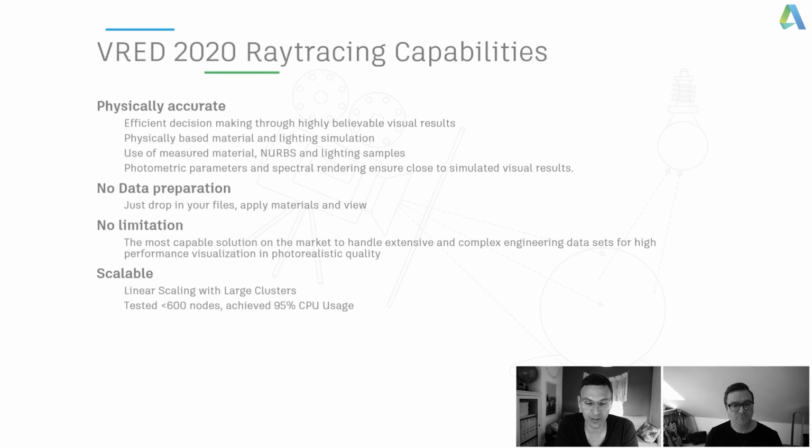Another big advantage of the ray tracing in VRED is you don't have to prepare your data. So you don't have to reduce your poly count, your node count. You don't have to pre-calculate shadows for it. You basically just drag and drop your files in, apply materials, or automatically apply materials, and you're done. That's basically all you have to do.